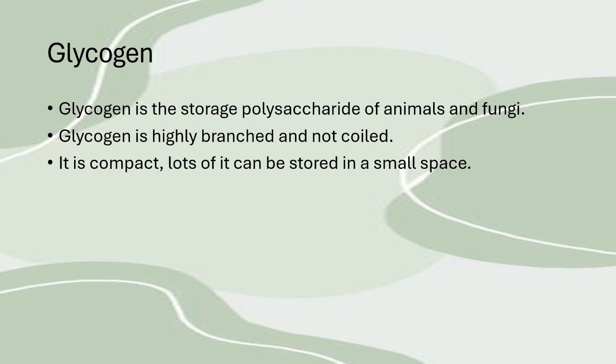Glycogen is highly branched and not coiled. It is compact, so lots of it can be stored in a small space. Again, this is something I come across so many times in mark schemes, so get used to using these sentences in your answer.